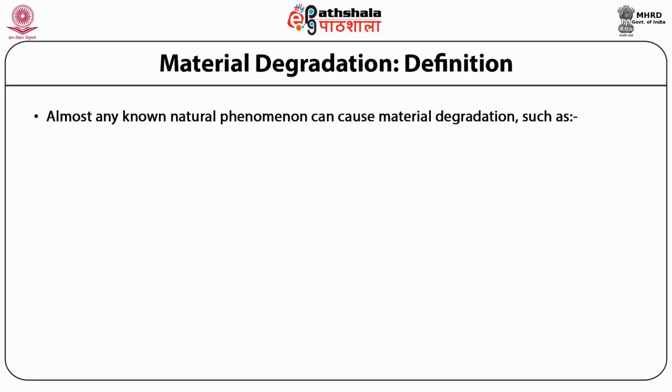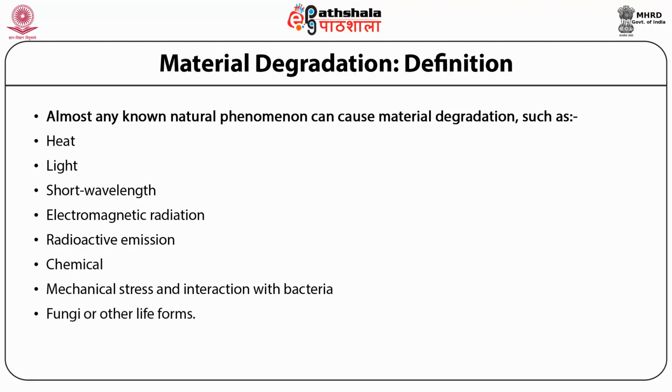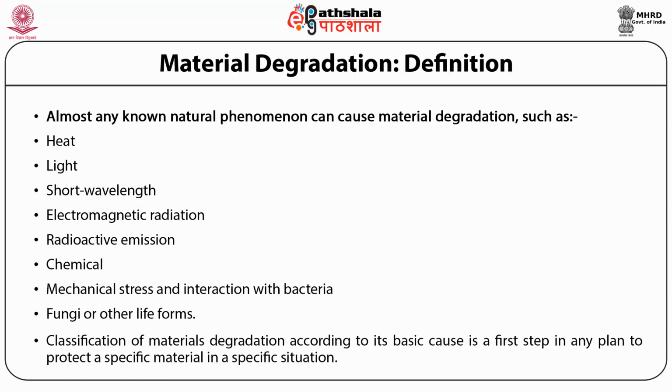Almost any known natural phenomenon can cause material degradation, such as heat, light, short wavelength electromagnetic radiation, radioactive emission, chemicals, mechanical stress, and interaction with bacteria, fungi, or other life forms. Classification of materials degradation according to its basic cause is a first step in any plan to protect a specific material in a specific situation.